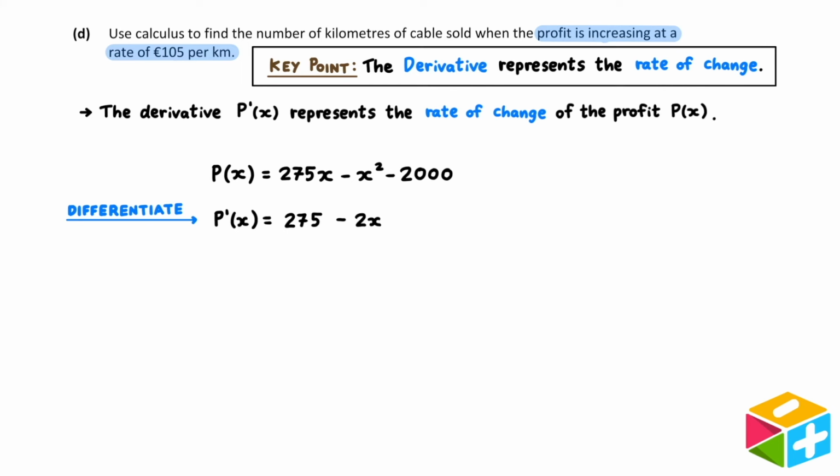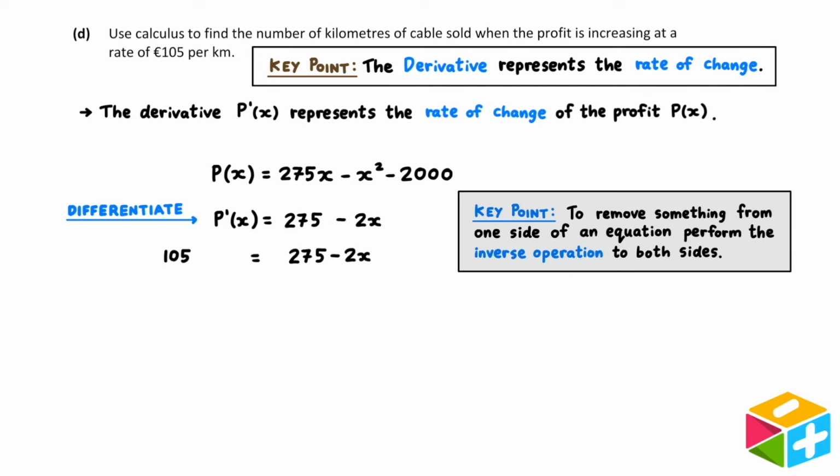Remember, our goal here is to find where the profit is increasing at a rate of €105 per kilometre. In other words, we want the rate of change in profit to be equal to plus 105. The derivative we just found represents the rate of change in profit. So the next step is to set our derivative equal to plus 105. From here, it's a matter of solving for x. In other words, isolating x all by itself on one side of the equation.